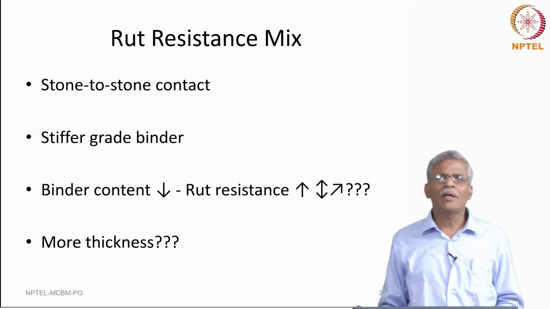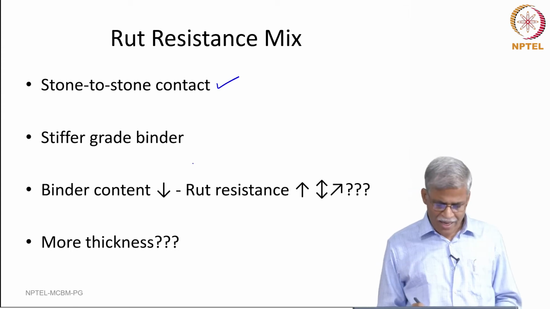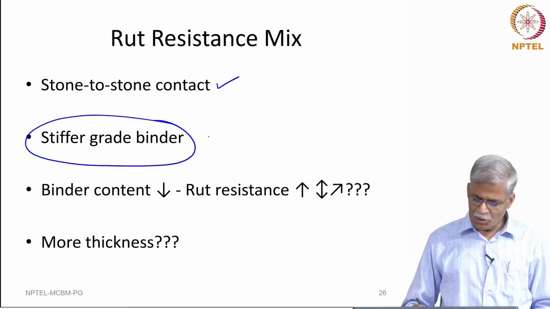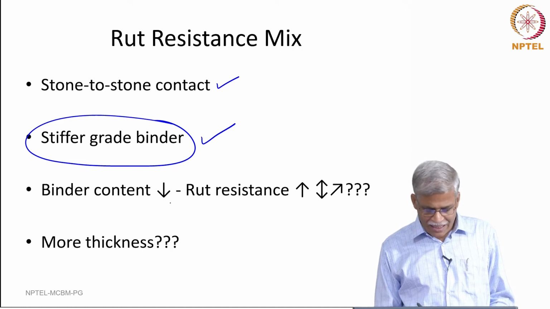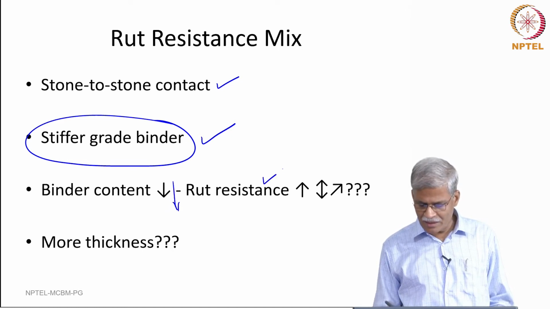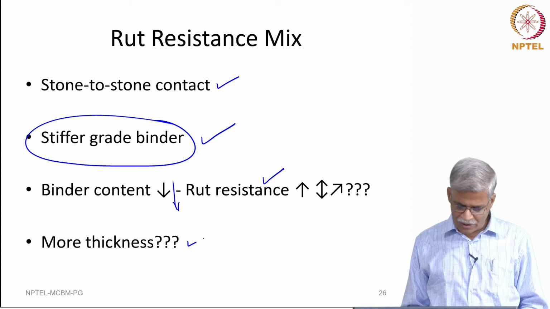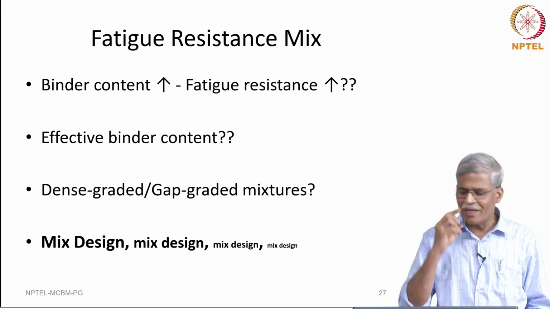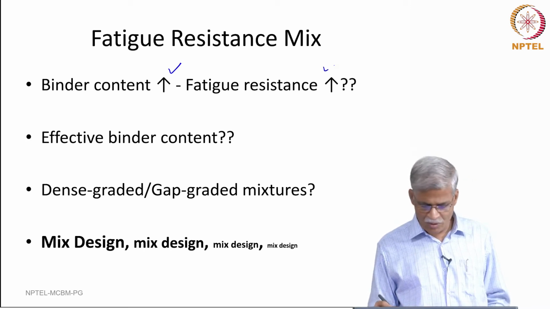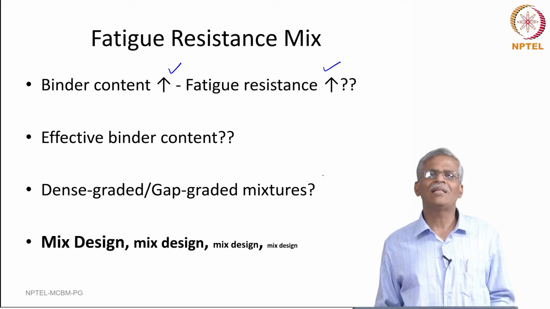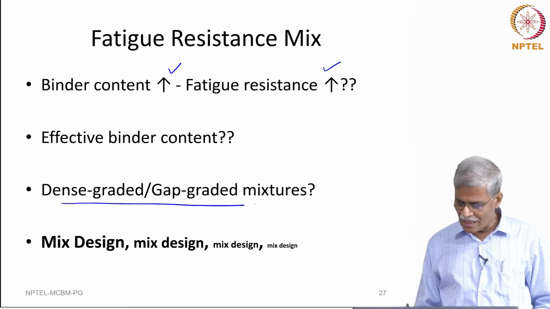So, if you are talking really about a rut resistant mix, we are looking at a stone to stone contact, and the most important thing is we should be able to use a stiffer grade of the binder. So, if the binder content is reduced, then the rut resistance is expected to increase, and so what we should be doing is, can we go for more thickness, right. So, as far as the fatigue resistance of the mix is concerned, as the binder content is increased, the fatigue resistance also seems to be increased, and what should really be the effective binder content that one should be using? So, should I go for a dense graded or a gap graded mixture?